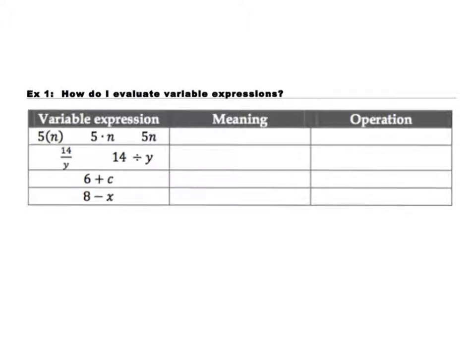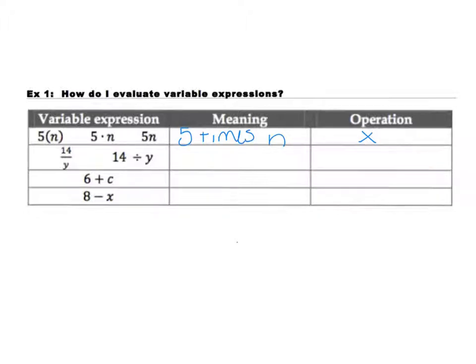So we've got these variable expressions, and I have 5 in parentheses n, and then I have 5 dot n, and 5 right next to the variable n. Well, the meaning of all of these is the same. The meaning is that we're multiplying each one of these. So it's 5 times n, or 5 times the number n, and the operation is multiply. So anytime you see a number right next to a variable, it means to multiply, or if you've got the dot, or if you've got the parentheses, they all mean the same thing.